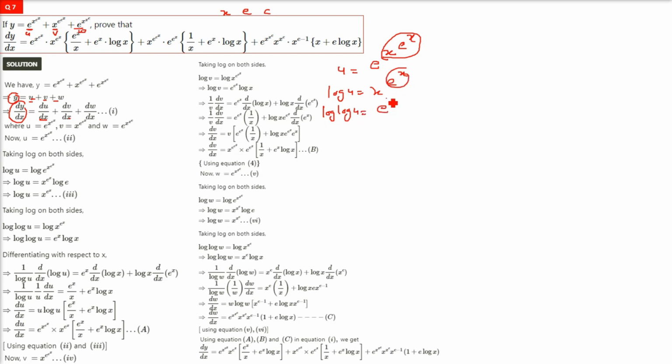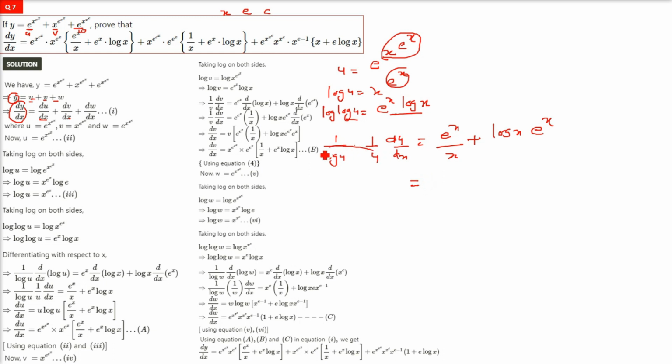Again we are taking log of log u, e to the power x will come in front, so log x. Now differentiate this. So when we differentiate, it will be 1 by log u, and then differentiation of log u will be 1 by u, and then du by dx. And e to the power x log x we will use the product rule. So log x will be 1 by x, then log x will remain like that, e to the power x will be e to the power x.